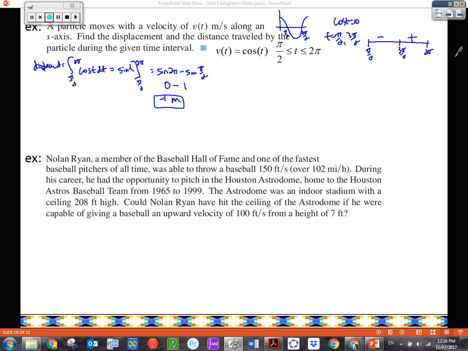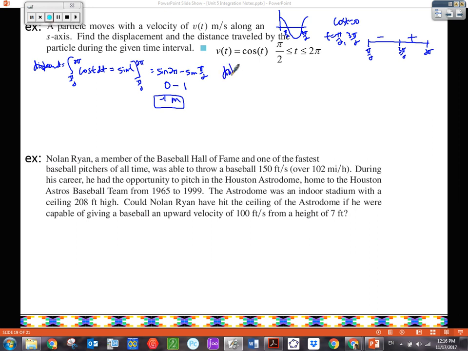I'm going to have to do 2 integrals. It's like when we did the absolute value graph. Remember a week or so, a couple weeks ago, when I showed you how to integrate absolute value? We had to see where we're positive, where we're negative, and we had to split the integral into pieces. That's what's going on here.